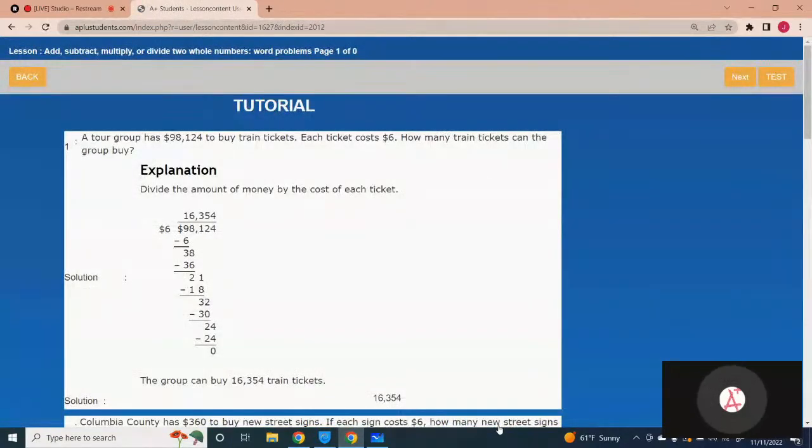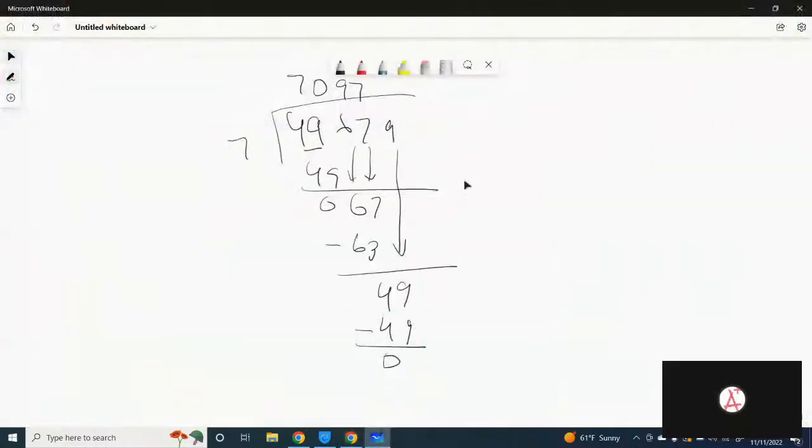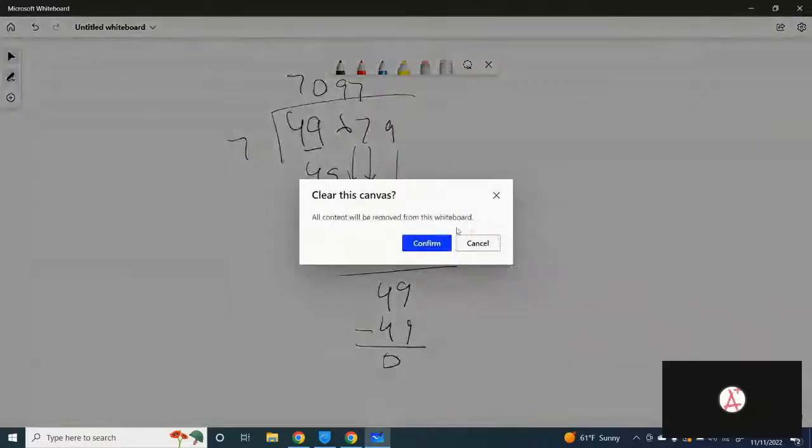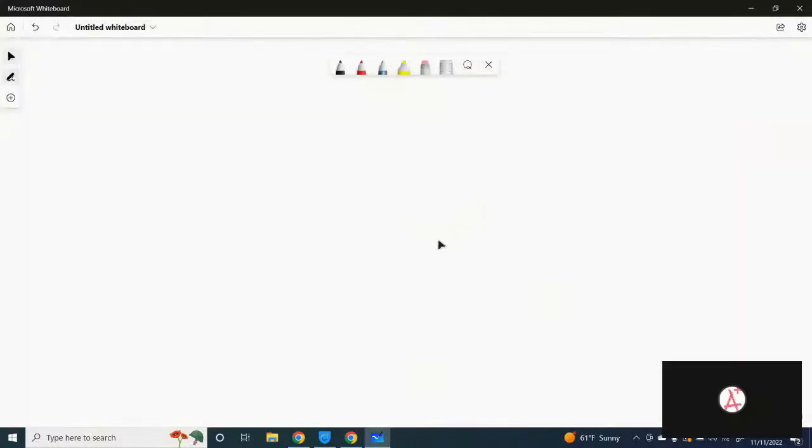A tour group has 98,124 to buy train tickets. Each ticket costs $6. How many train tickets can the group buy? You have to divide 98,124 by 6. 98,124 divided by 6. So 6 times 1 is 6.